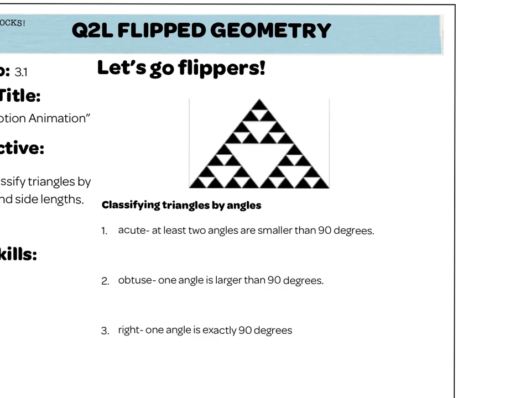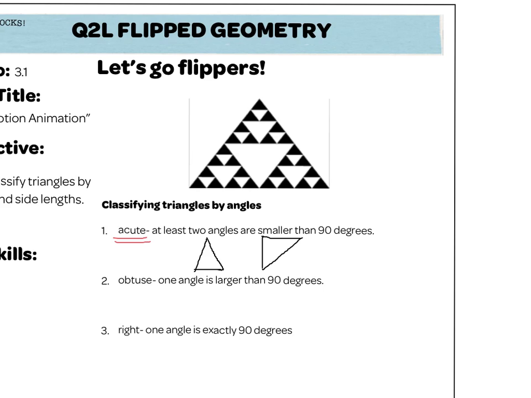Okay, let's go flippers. So what we're going to work on first is classifying triangles by angles. The first triangle classification by angle we're going to do is an acute triangle. An acute triangle is a triangle that has at least two angles that are smaller than 90 degrees. So here are two clear examples.